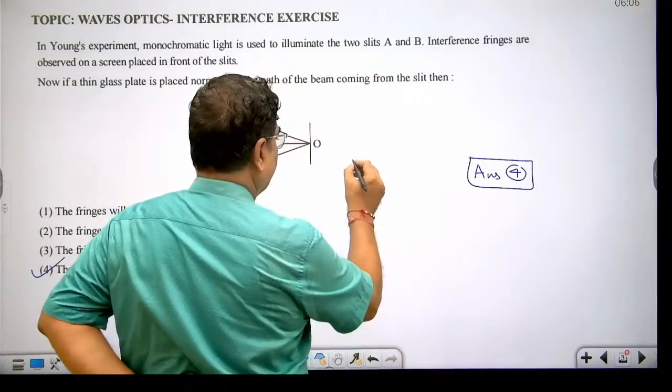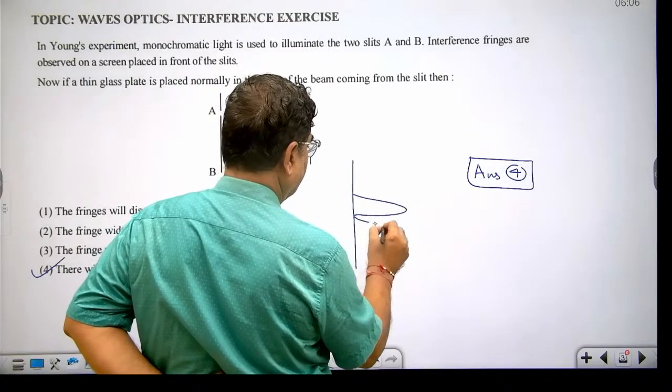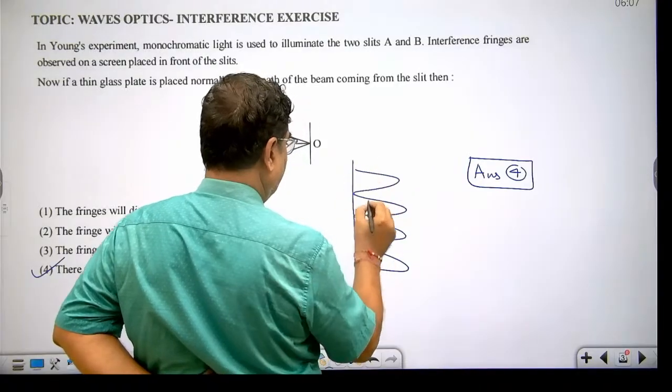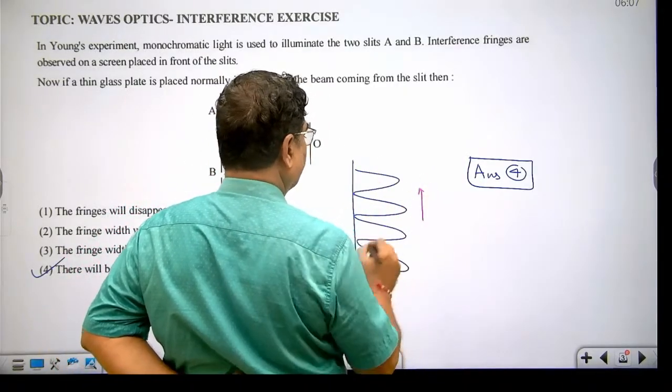In this case, the diagram, if the initial diagram was like this, then this fringe pattern will shift in this direction. Okay.